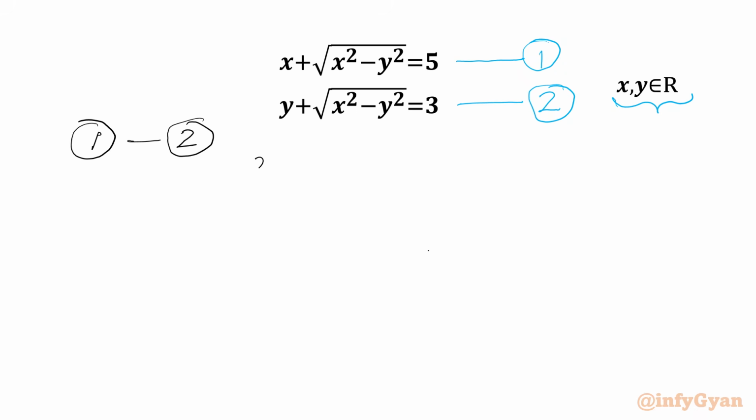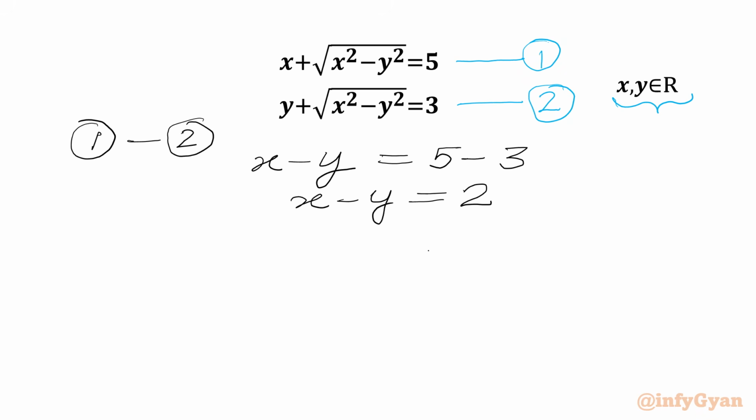So we are going to get x minus y, square root x square minus y square will get over, will be equal to 5 minus 3, or we can write x minus y will be equal to 2. So from this equation we will get y in terms of x, y equal to x minus 2. Let's say this is our equation number 3.